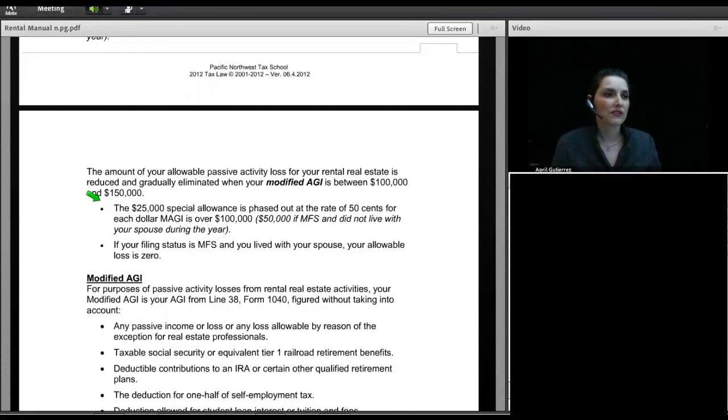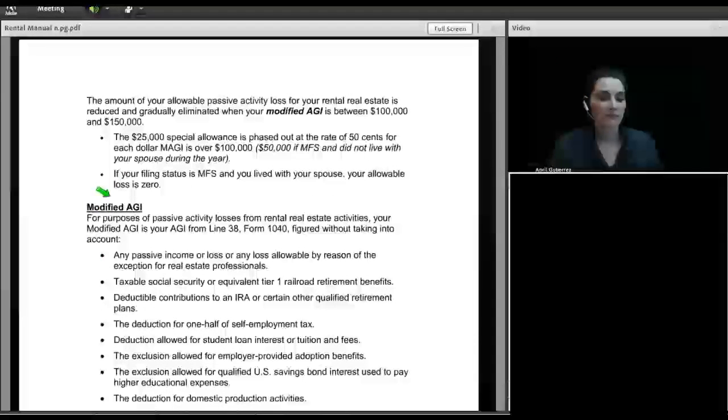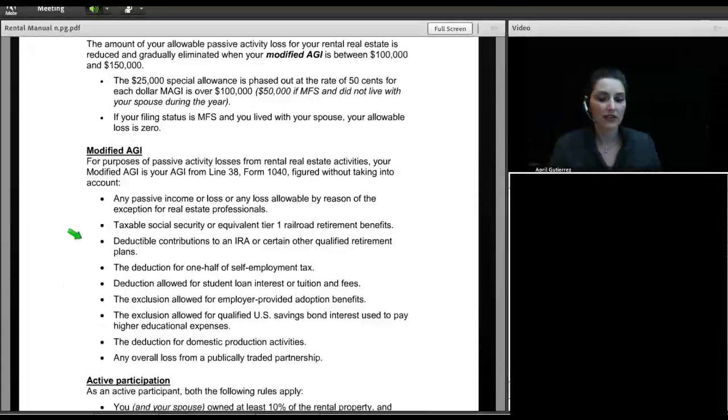This is a number that has never been adjusted for inflation in the 20 years I've been doing taxes. So over time, I'm finding more and more of my clients are phasing out on the rental losses and not being allowed to claim them. And they're sustaining that loss each and every year for many, many years in a row, and keep having to carry forward these losses because their income is too high.